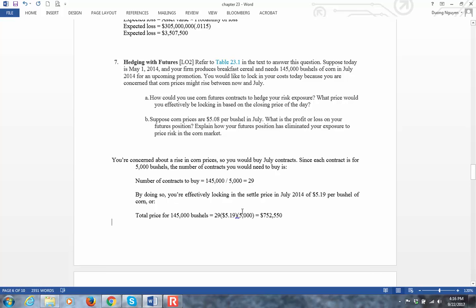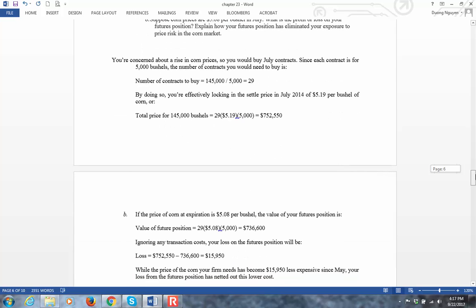So you go back to here, $5.19 per bushel. And the number of contracts you need to buy depends on how many bushels you need. One contract has 5,000 bushels and you are looking to buy 145,000 bushels, so the number of contracts would be 29. The price for one bushel is 519, so 519 times 5,000 times 29 equals 752,550. So basically you are locking the price in July at 519.